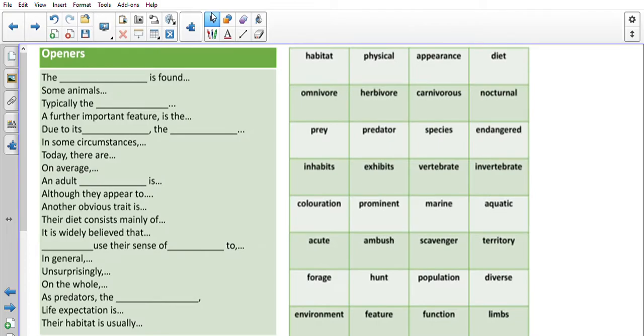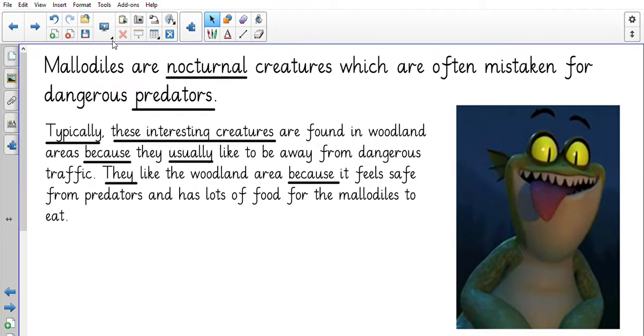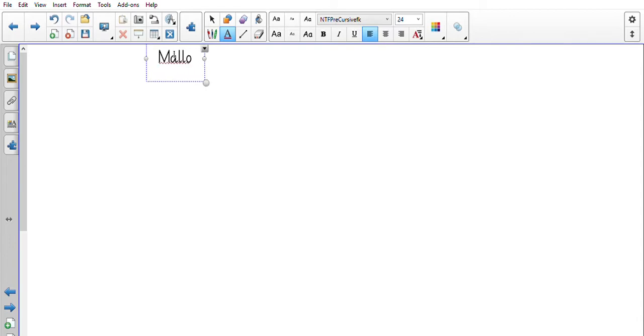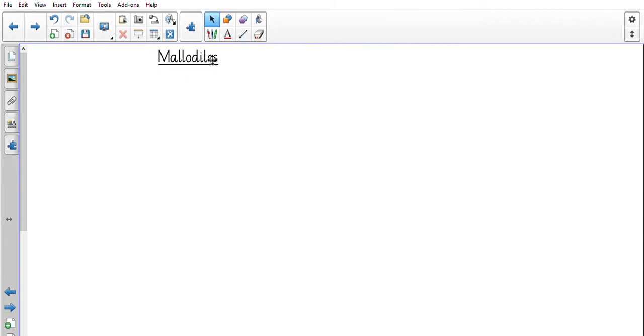So, using the openers and the subject-specific language to help you, I want you to have a go now at writing. I'm going to leave you to get on with this on your own. I want it to be an independent piece of writing. I'm just going to give you a few clues about how you might set out your work. So, you may have your title. Yours might not be a maladial.